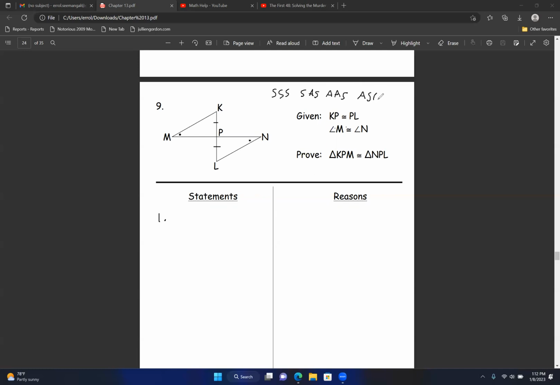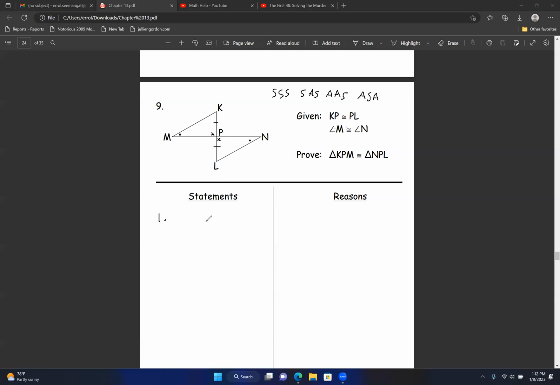ASA. Okay, so which one of these four is this question going to be? We know that this angle is this angle. We know this side is this side. And we know that this angle is the same as this angle. Which one of those four? ASA. Angle, side, angle.